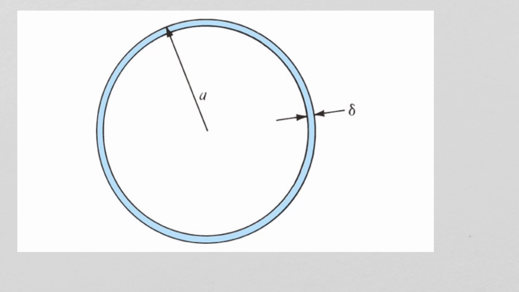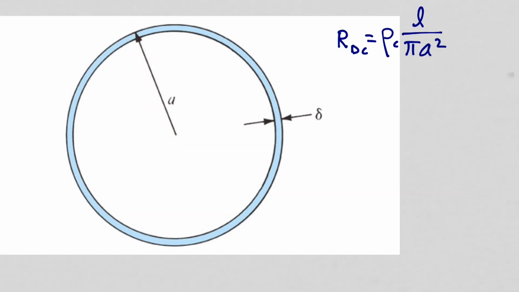In the case of DC, the current is flowing throughout the cross-section of the wire. So for a wire of length L, we know that the resistance in DC would be the resistivity times the length of the wire over the cross-sectional area, which is pi a squared.